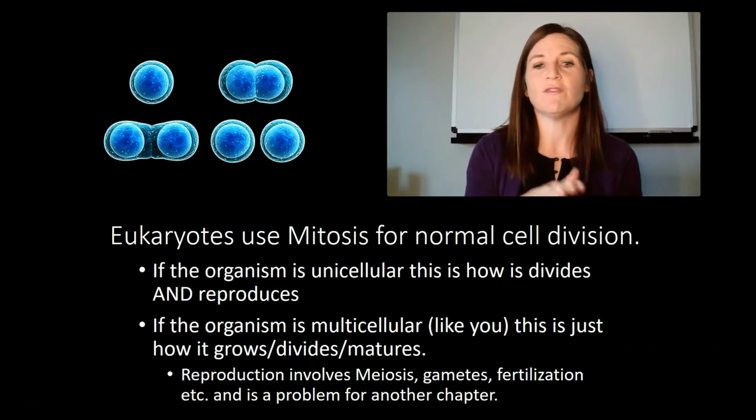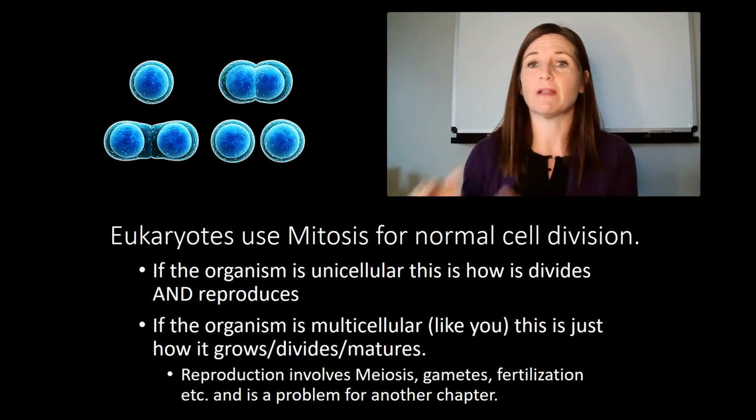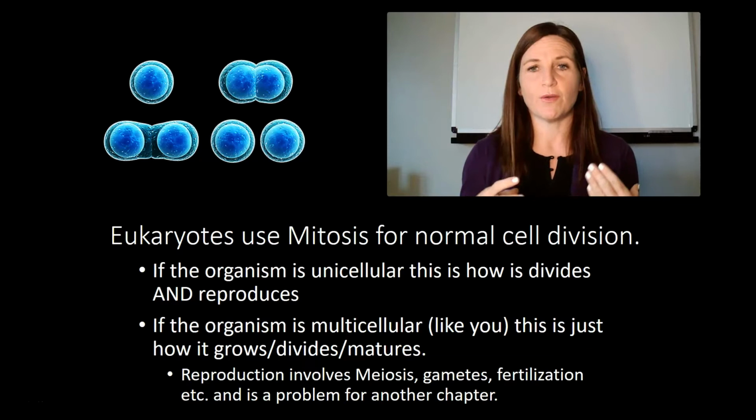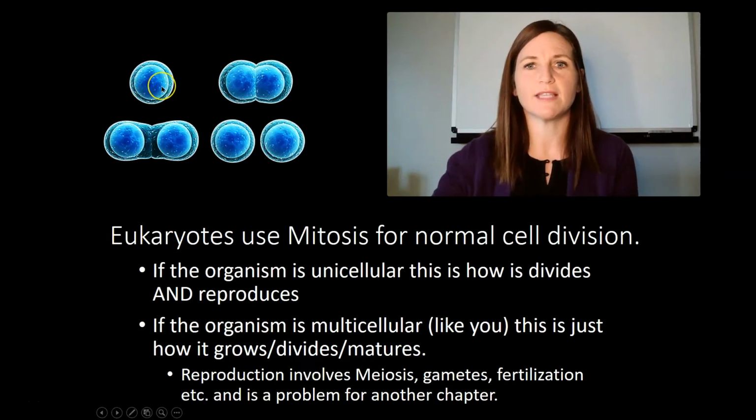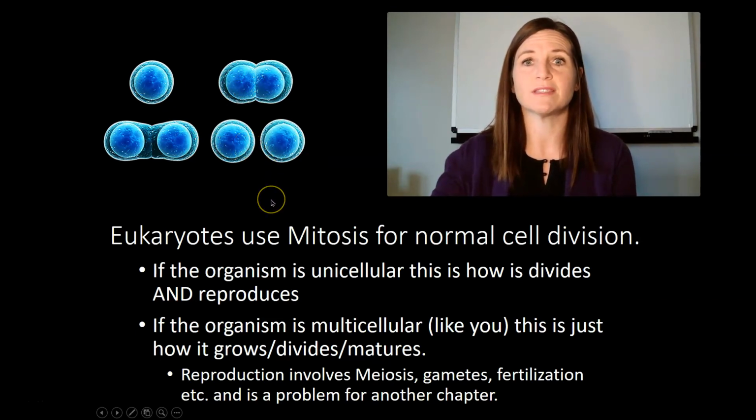Reproduction involves meiosis and gametes and fertilization, etc., and that's something we're going to talk about later. But for the remainder of this chapter, we're going to focus on the process of mitosis and how one eukaryotic cell right here splits over time to become two daughter cells. That's where we'll spend our time and focus in this chapter.